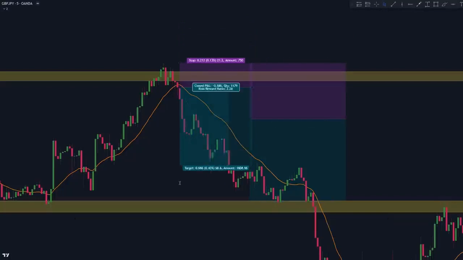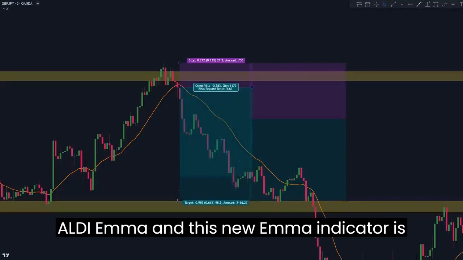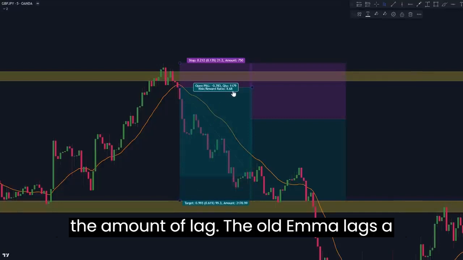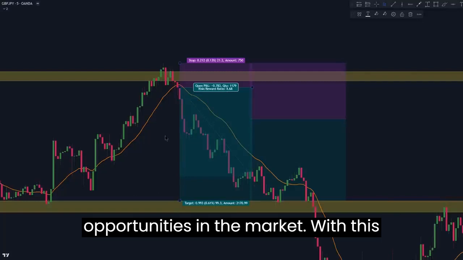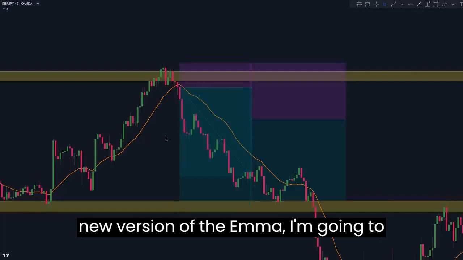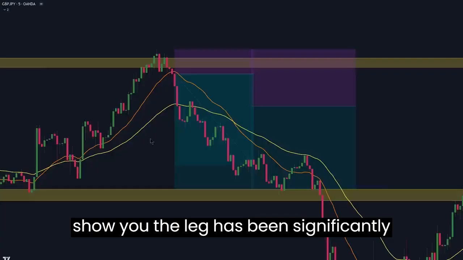27 pips to be exact. The difference between the old EMA and this new EMA indicator is the amount of lag. The old EMA lags a lot, leading to a lot of missed opportunities in the market. With this new version of the EMA, I'm going to show you the lag has been significantly reduced.